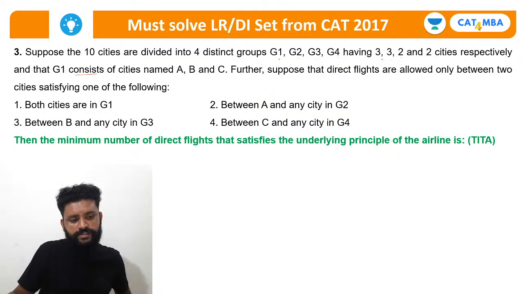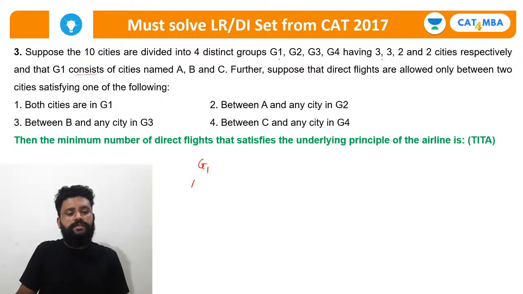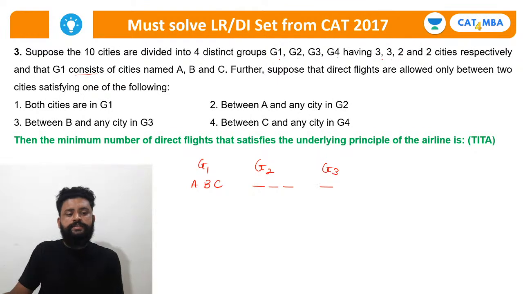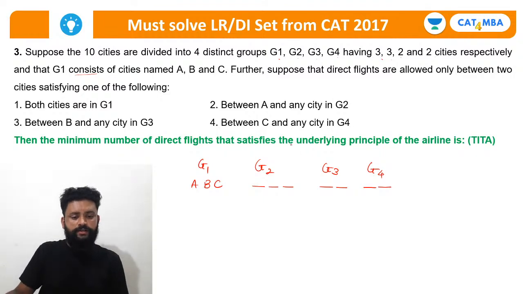So first thing, G1 जो group है guys, group 1 में 3 cities है A, B, C, right? Then group 2 में 3 cities है. Then group 3 में 2 cities और group 4 में 2 cities. Okay, तो हमें कनेक्ट कौन से करने हैं सुनो. Then the minimum number of direct flights that satisfy the underlying principle of the airline, वो सब वही है. 2 सिटीज के बीच में 4 फ्लाइट्स हमें लगेंगे, that is for sure. तो हमें कनेक्ट कौन सा करना है?